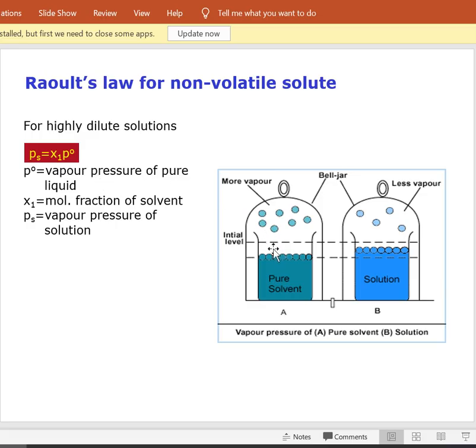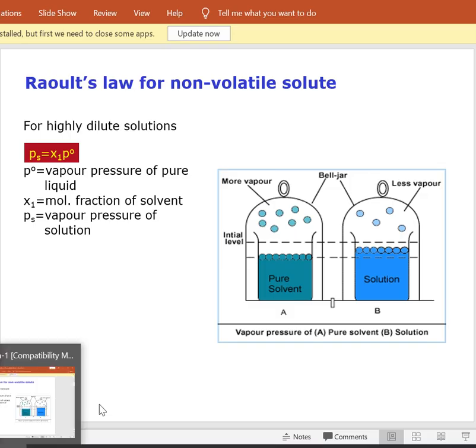In this diagram, it's the pure solvent and it is the solution. In this solution, we have added the non-volatile solute. So due to addition of the non-volatile solute, it forms a lesser number of vapors because solute is non-volatile. So the vapor pressure of the solution completely depends upon the solvent. So that is the Raoult's law for non-volatile solute.